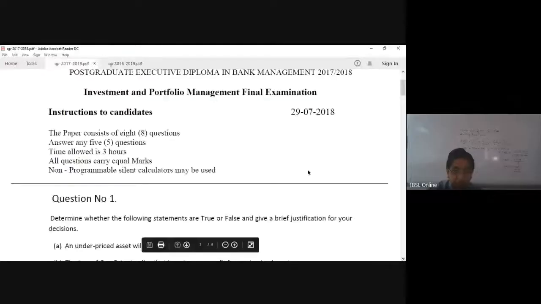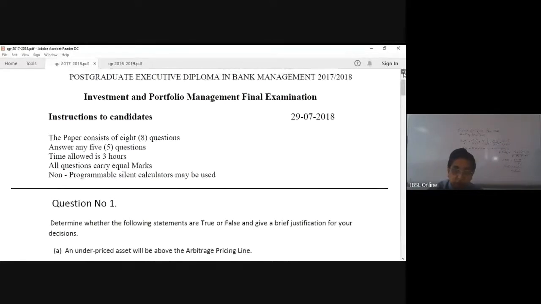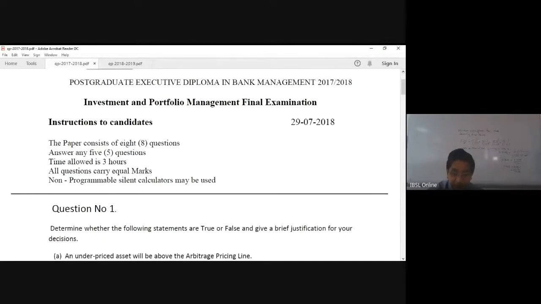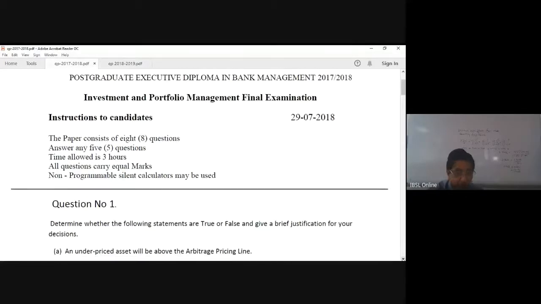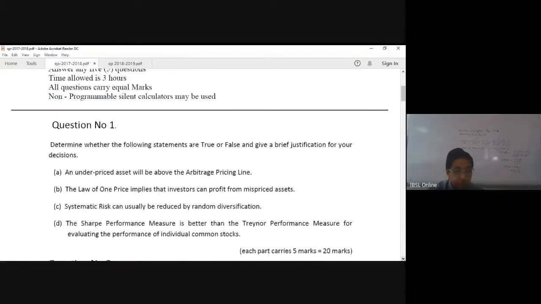Now in that question paper, the 2017-2018 question paper, you have question number 1. Determine whether the following statements are true or false and give a brief justification for your decisions. Now the nature of this question is to say straightforwardly whether it is true or false, and you need to justify your answer. That is the only thing here.